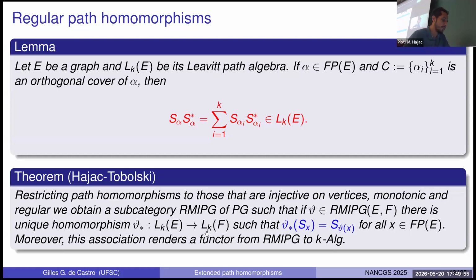And then you have this construction. This lemma is needed to show that TK2 is satisfied. And then you have a functor from this subcategory to the category of K-algebras, which gives the left path algebras. So this I here is injective on vertices, M is for monotonic, and R for regular.